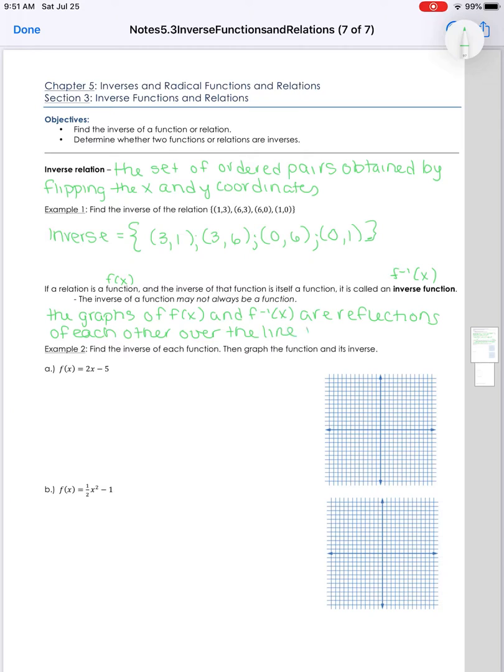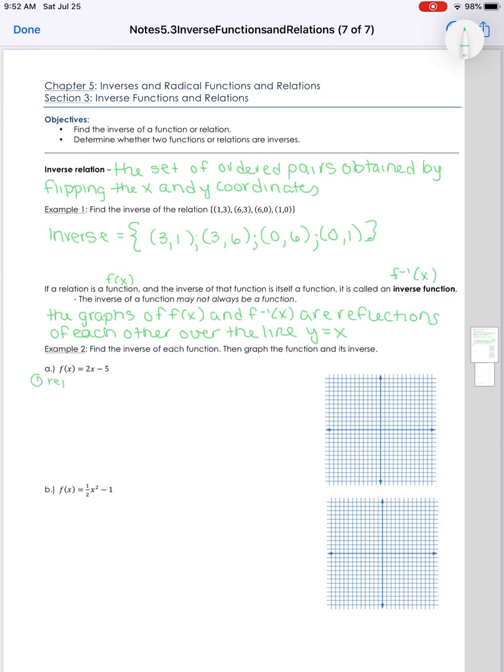Something to keep in mind is that the graphs of f of x, which is our original function, and the inverse, f inverse of x, are reflections of each other over the line y equals x.